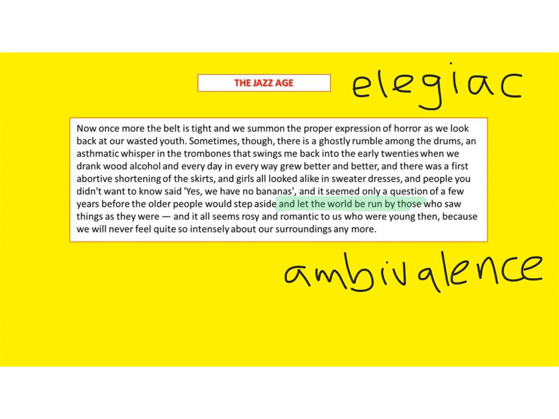There's that sense at the beginning as well of this paragraph here of the sort of Great Depression coming and the Wall Street crash. "Now, once more, the belt is tightened and we summon the proper expression of horror as we look back at our wasted youth." So a tinge of regret there, I think. So there's that ambivalence. It was an age of immense possibility, but now he looks back with the regret.